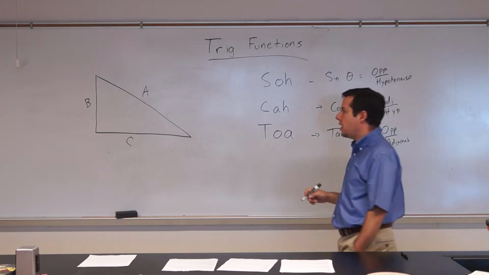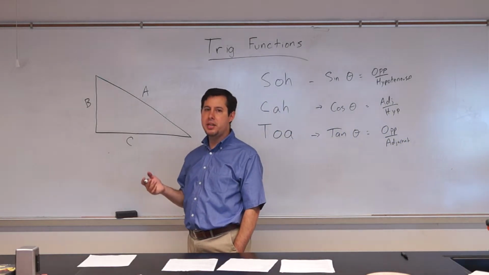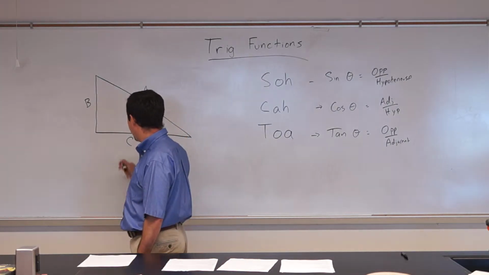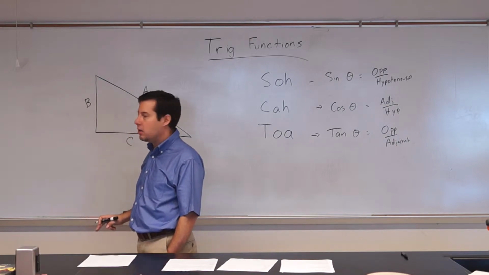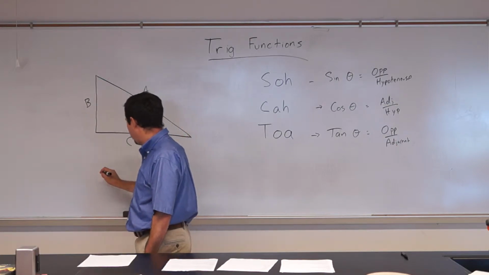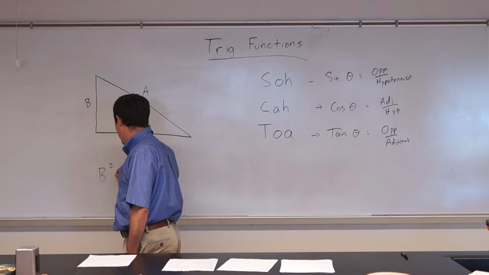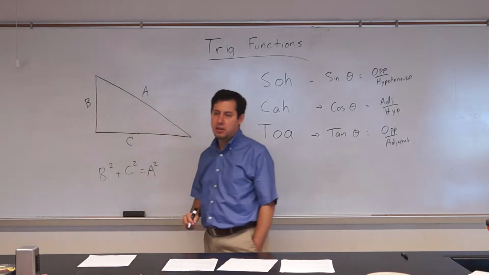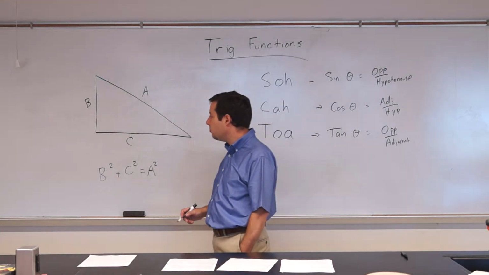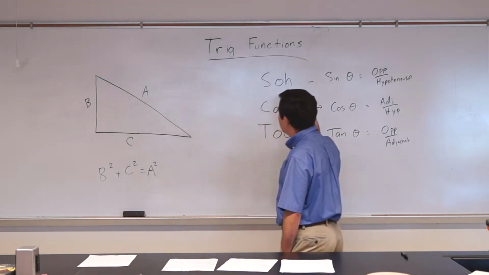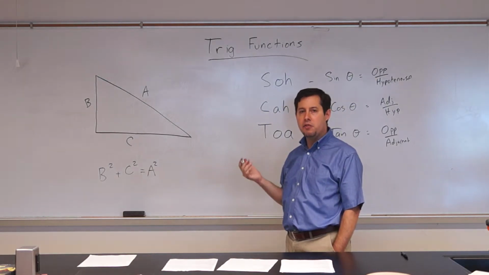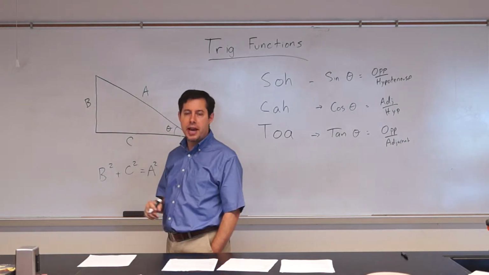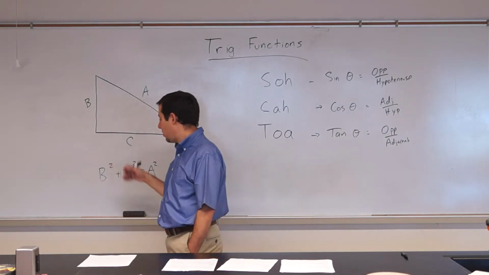So let's take this triangle here, right? One thing you need to know is the Pythagorean theorem. The Pythagorean theorem tells you that if you square the two legs of the triangle, you get the square of the hypotenuse. So in this case, b squared plus c squared equals a squared. That's the Pythagorean theorem. And the trig functions. If you know some of this stuff, once you start learning some of the angles or the lengths of the different sides, you can get all the other ones.